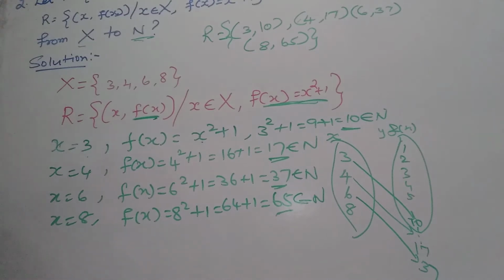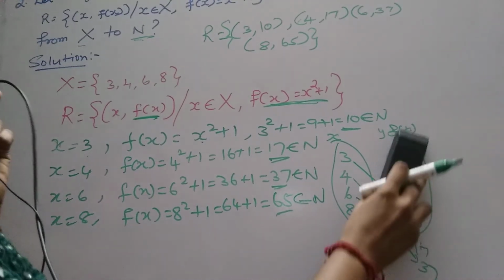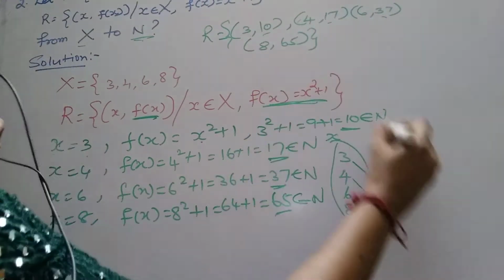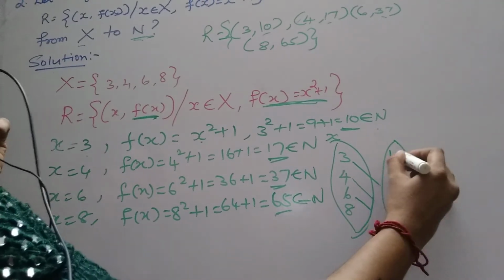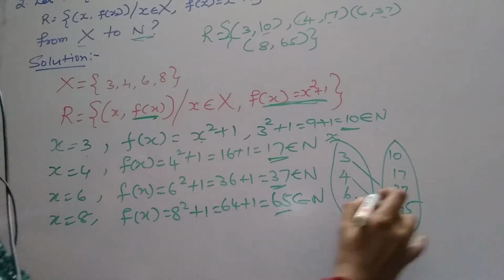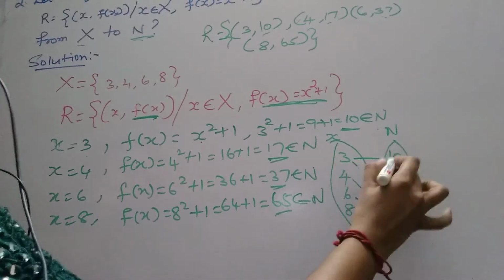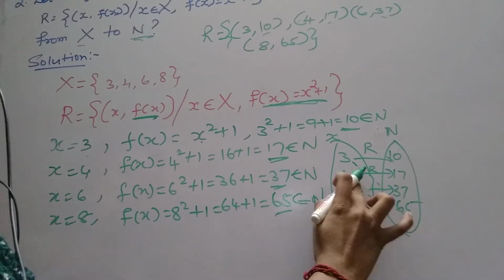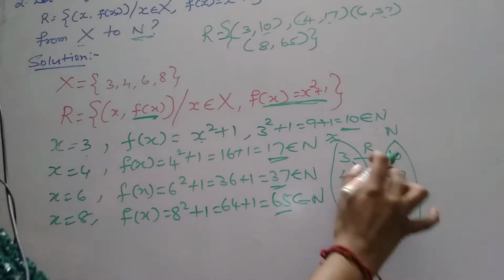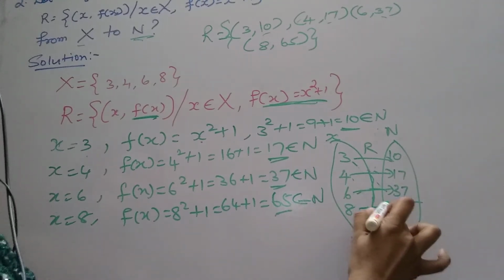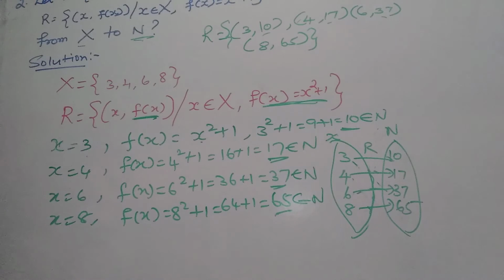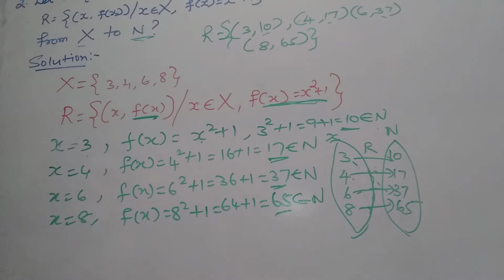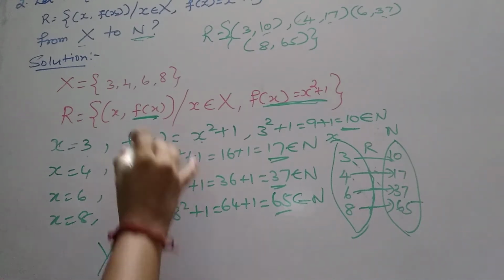For that reason, instead of mentioning all the elements of N, you mention only the paired elements. Since every element belongs to N, only those elements you write: 10, 17, 37, 65. So this is also in N. So the range here is 3 to 10, 4 to 17, 6 to 37, 8 to 65. Every element in X has an image in Y. So what can you say? Yes, the relation is a function.